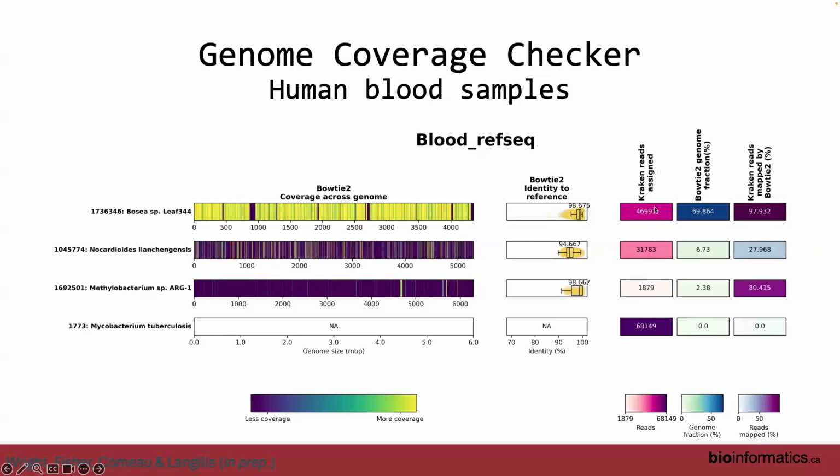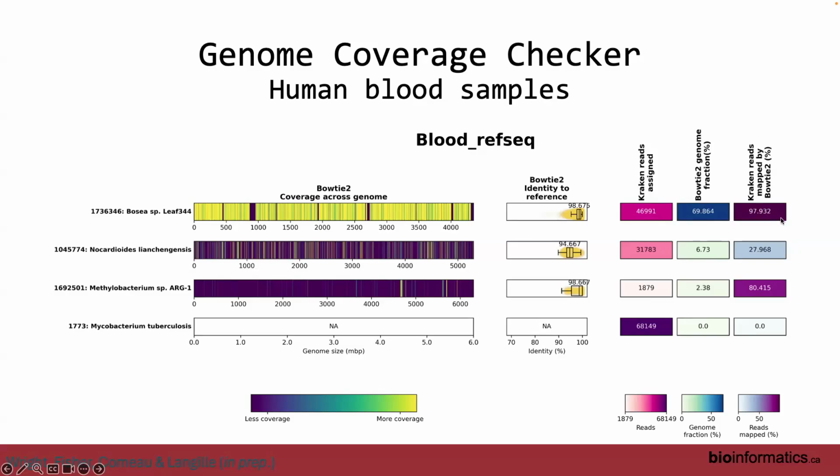So the first column is the number of reads that Kraken assigned. So this is the number of reads. In all these, we have thousands to tens of thousands. And then after that, we show the genome fraction covered by Bowtie, and the fraction of these reads that were possibly mapped by Bowtie to its reference genome.